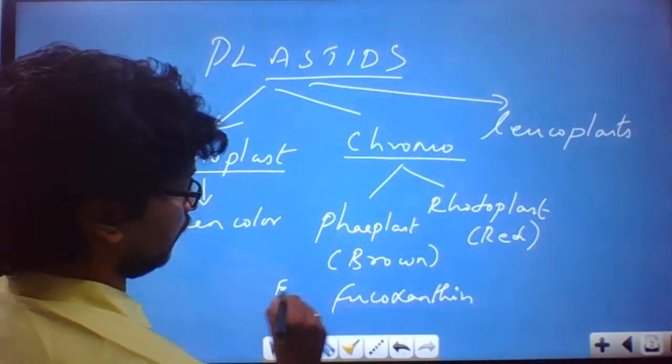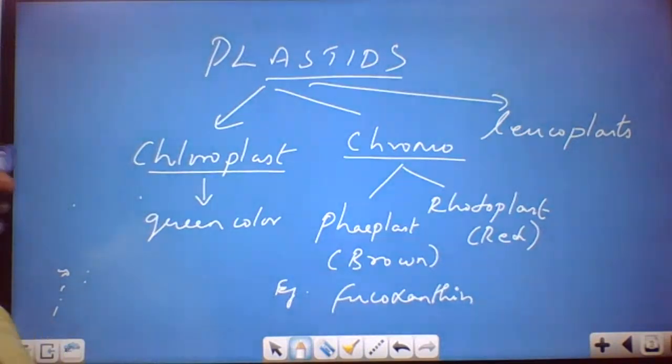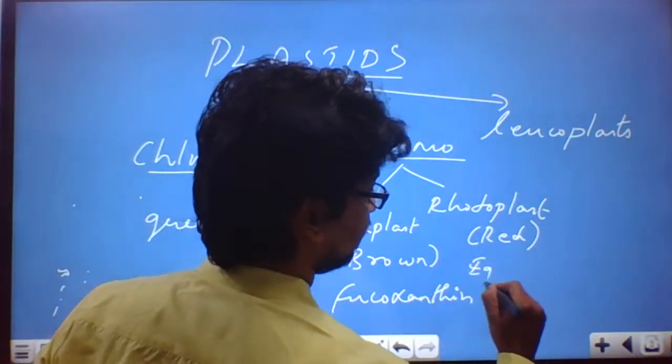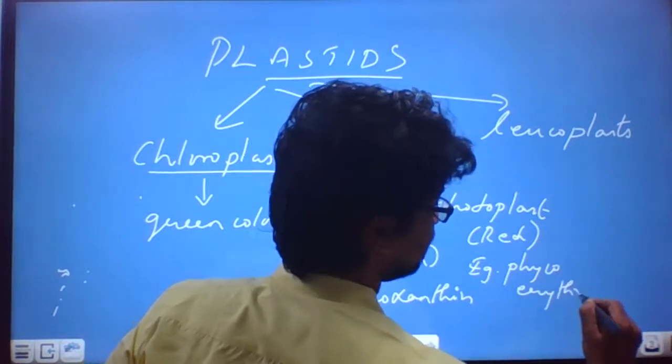Fucoxanthin is actually the name of the pigment, the brown pigment. And coming to the rhodoplast, we have phycoerythrin. An example for the red pigment is phycoerythrin. Can you give some example where you could see it?